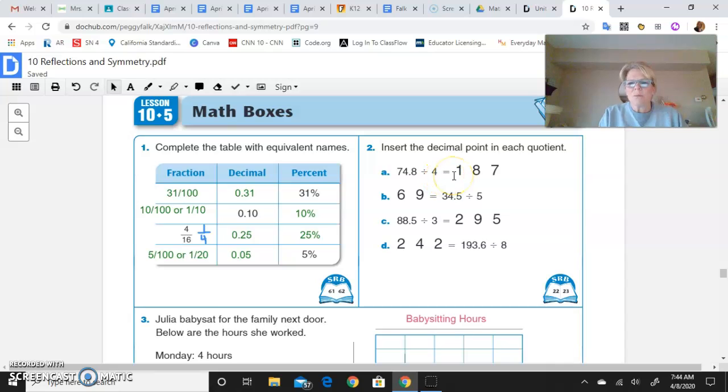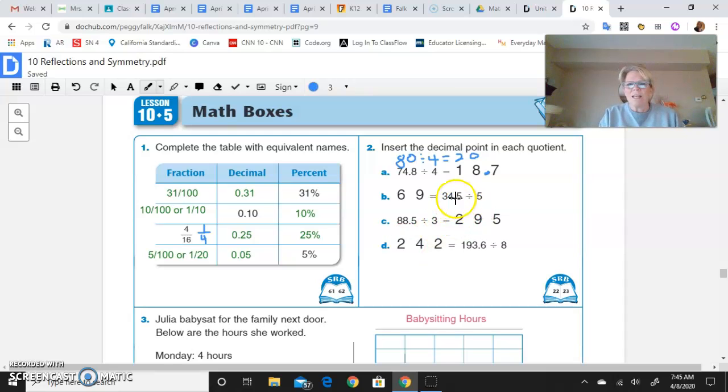Now we had to insert decimal points, so I like to use estimation. If I rounded this to 80, because I know that 80 divided by 4, 4 can go into 80 exactly 20 times, my estimate would be 20. Sorry, it's sloppy. So I would have to insert my decimal here to make that close to 20. So 18.7.